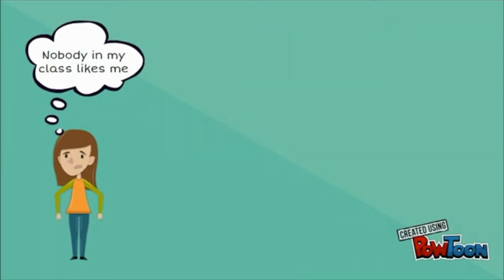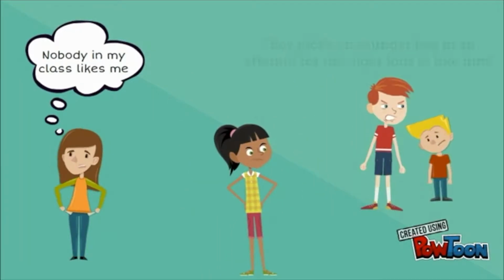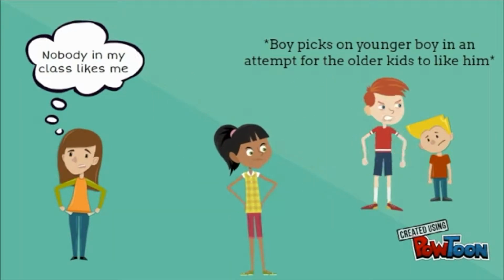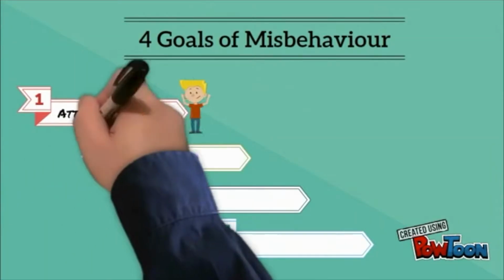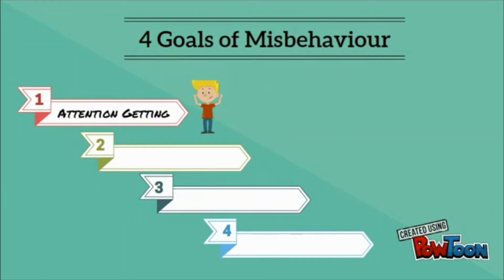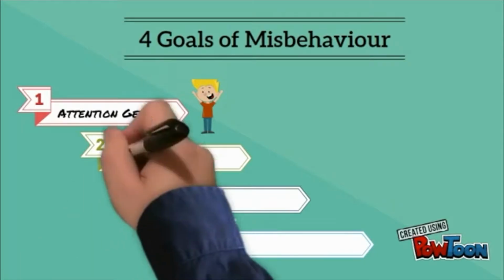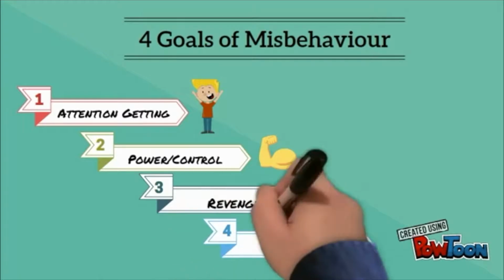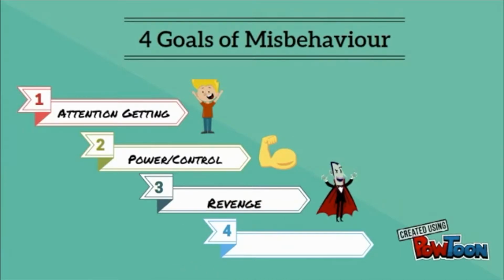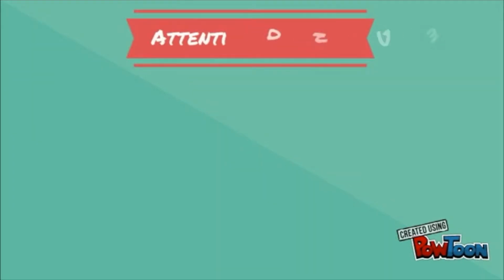Misbehavior is the result of not being accepted. All misbehavior is a result of a child's mistaken assumption about how to belong and gain status. So Dreikurs proposed 4 types of misbehaviors: attention getting, power and control, revenge, and helplessness/inadequacy. The first one, attention getting.